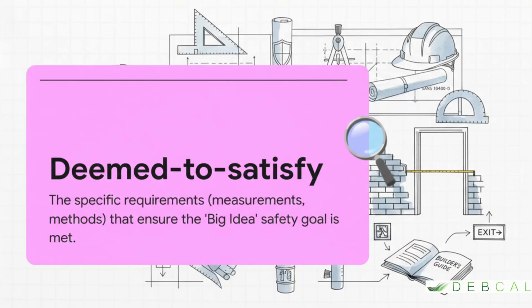Okay, so if that's the goal, how do you actually achieve it? Well, that's where the deemed to satisfy requirements come in. These are the specifics, the practical, step-by-step instructions, the how. If a builder follows these exact measurements, they are automatically considered to have met the big idea from the functional regulation. It's basically the playbook that tells them exactly what to do.